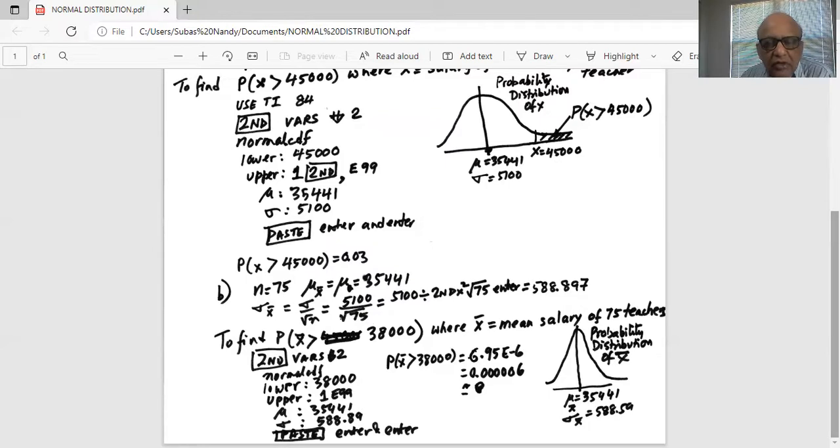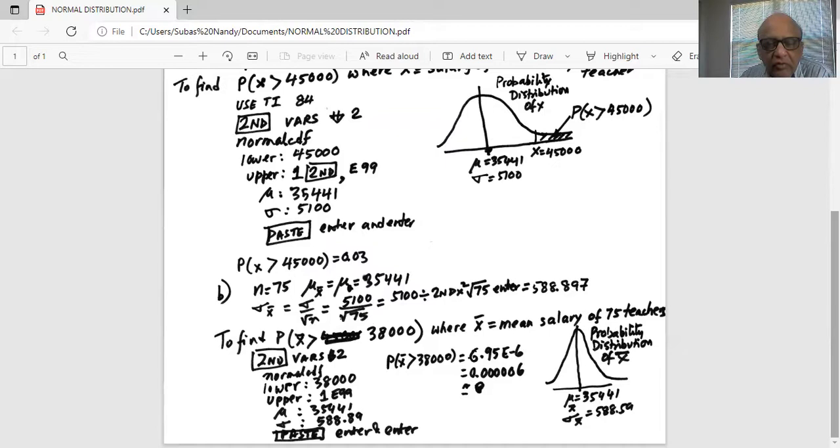In our calculator, we do 5,100 divided by second, X squared, which gives us the square root. Inside the square root, we type 75 and then enter. And the standard deviation of the sampling distribution, or standard error, is 588.89.